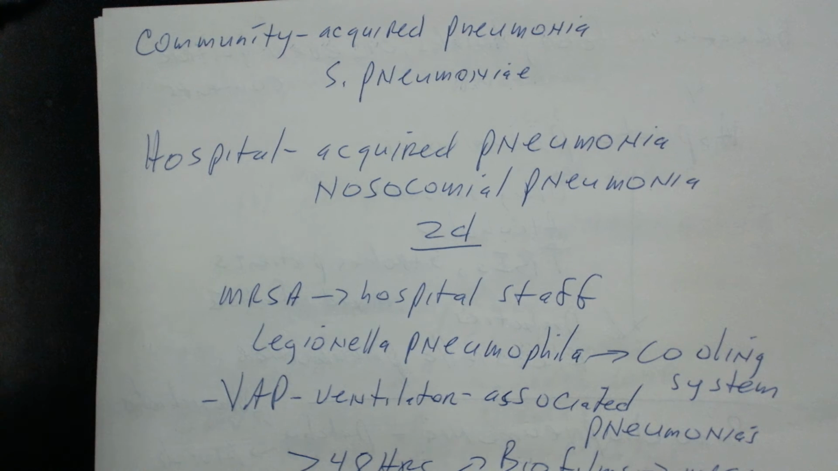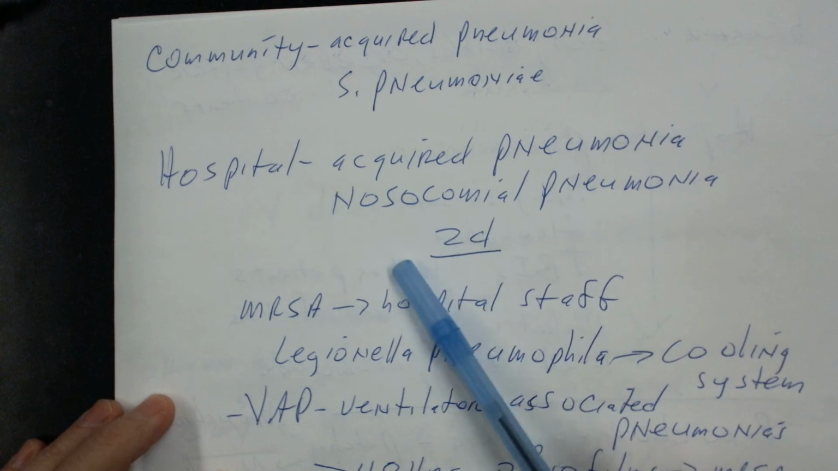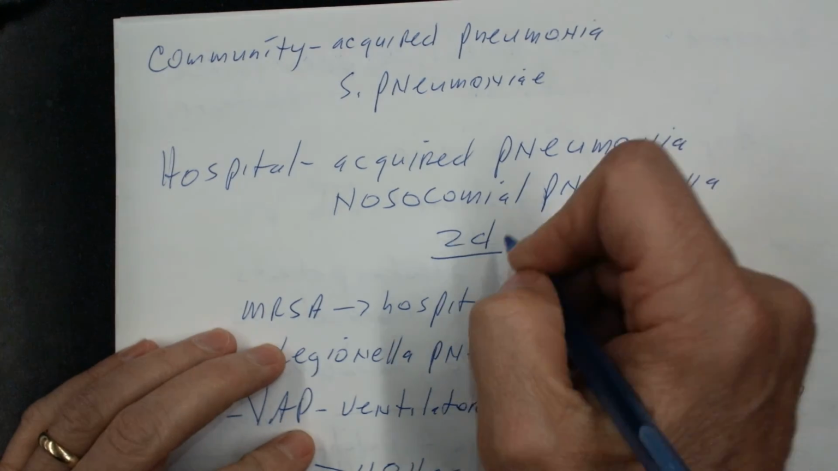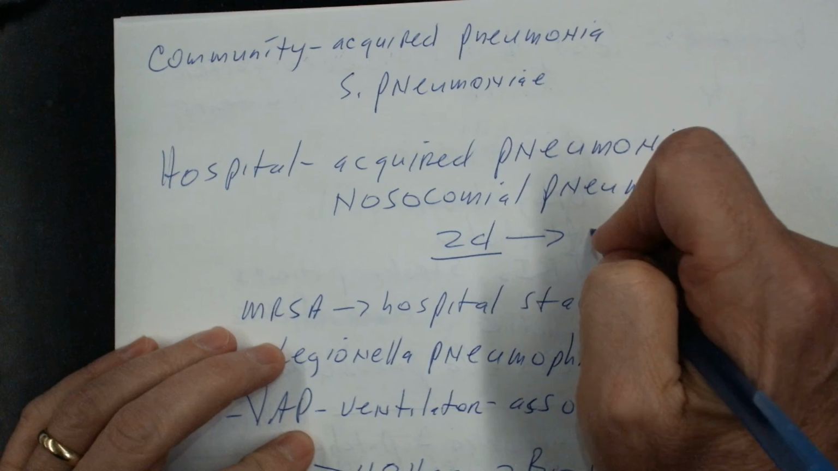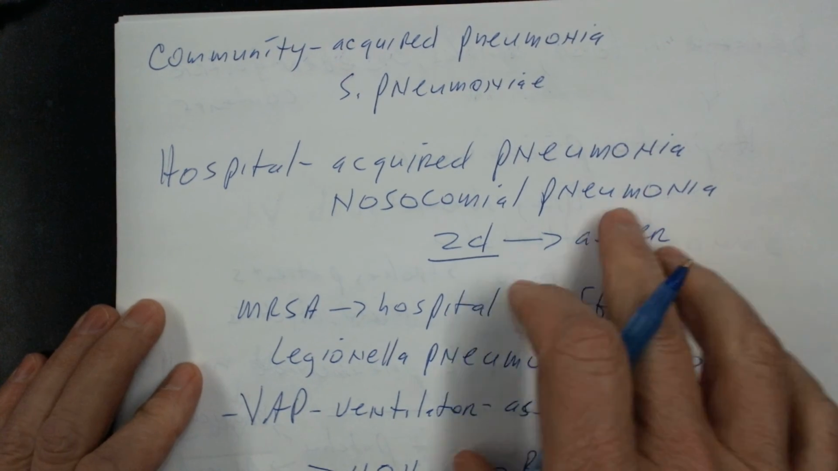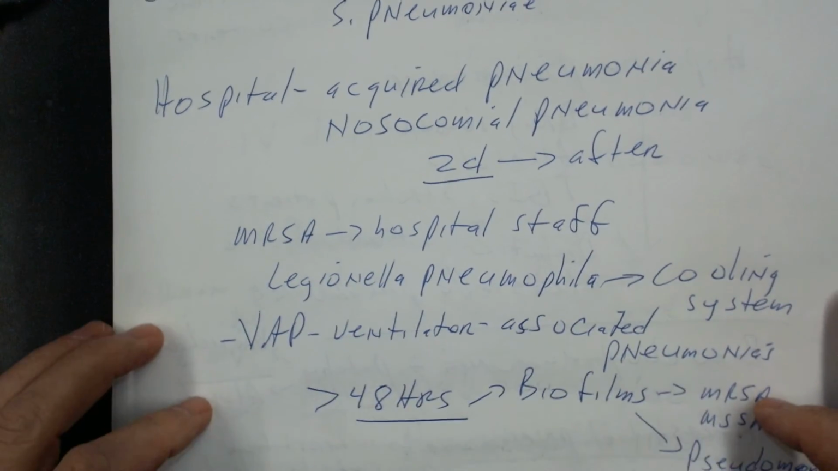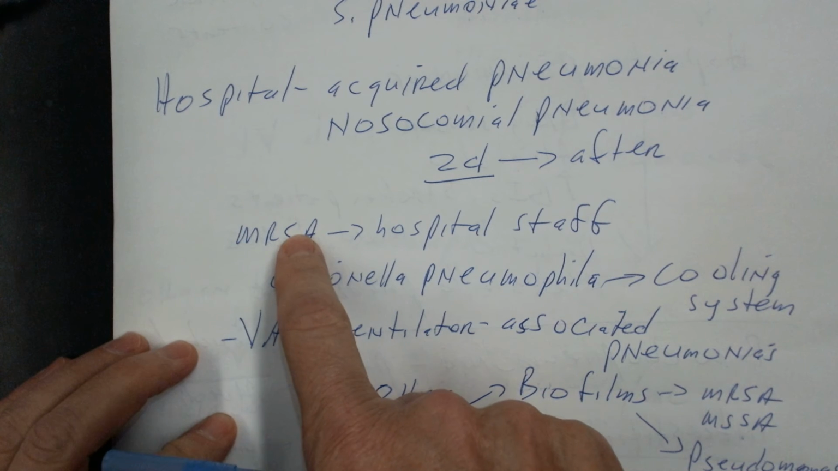Hospital-acquired pneumonias refer to pneumonias that have been acquired in a healthcare setting after 2 days. So 2 days is the biggie there. If you get pneumonia after that, then you have an HAP. These are also called nosocomial pneumonias, and the most common cause of these pneumonias is methicillin-resistant Staph aureus.